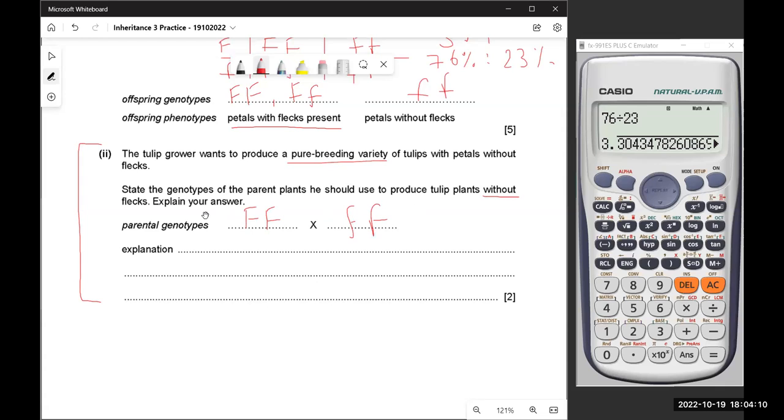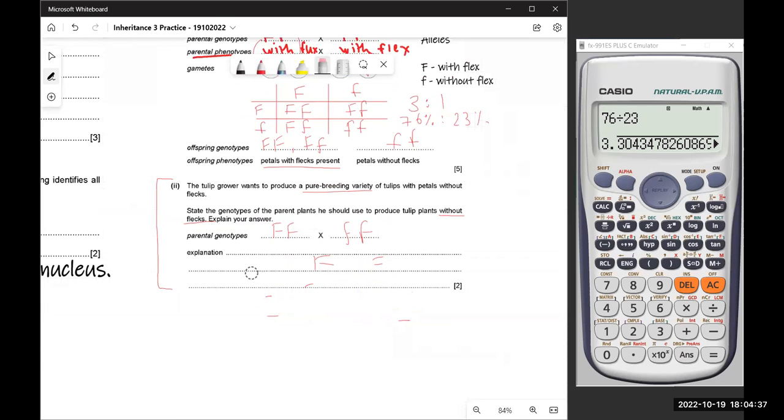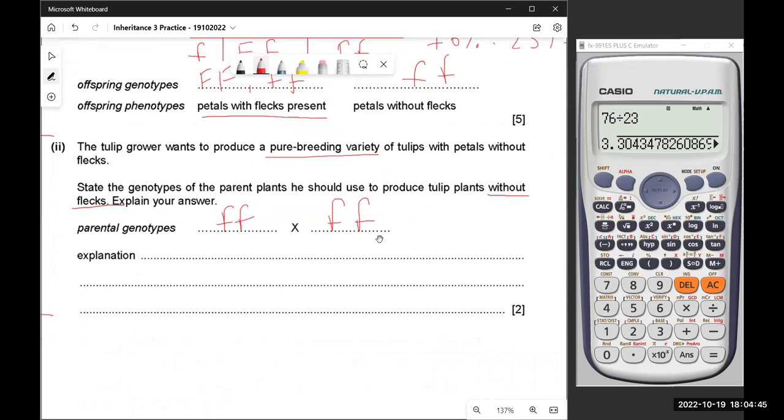Now they want without flex. So if I make this diagram, what I'll get is F, small f, and all of them will have flex. But I want without flex. So this cannot be the right answer. All of these have flex because capital F is dominant. Now in this case, this is called pure breeding. In pure breeding, we only use the same genotypes. Small f, small f, small f, small f. Explanation.